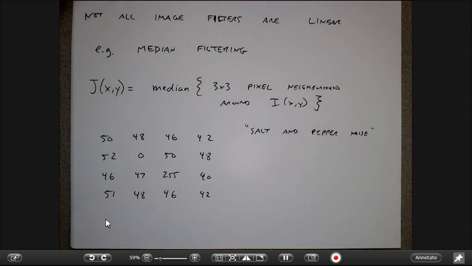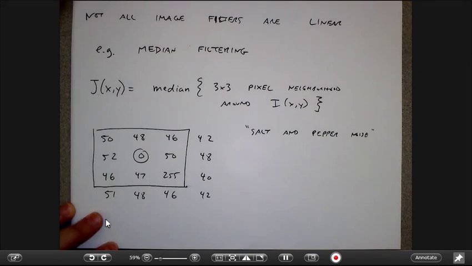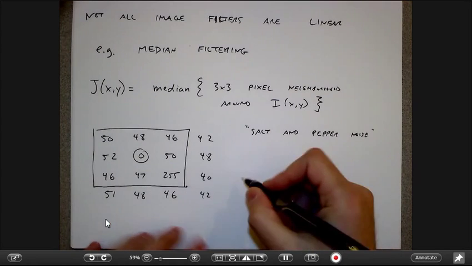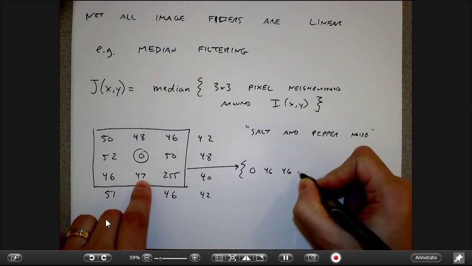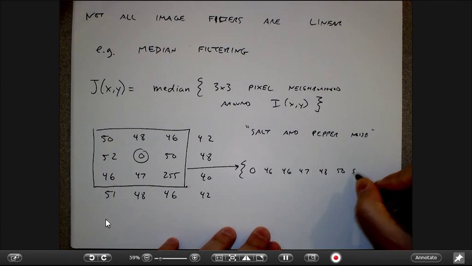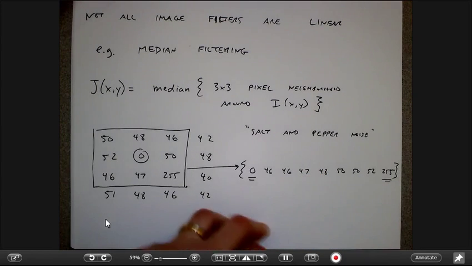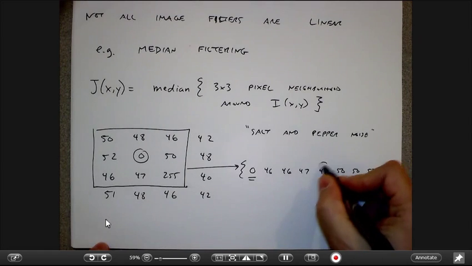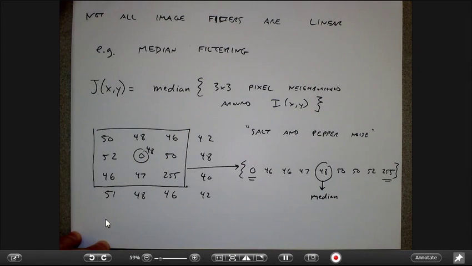So what I can do instead is take a region of pixels. Here's one of my problem pixels, and I say, okay, give me a list of your values ordered from lowest to highest. The list that we produced here would be 0, 46, 46, 47, 48, 50, 50, 52, 255. The idea is that any weirdo pixels will float to the bottom or the top of this list, and then the middle value, which is the median, replaces this pixel here. Okay? So it's not something that I can get by averaging the local pixels. It's something where I make a pixel-dependent choice about what's going on. So this is definitely a nonlinear filter.